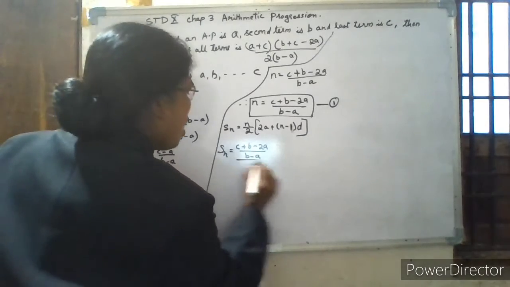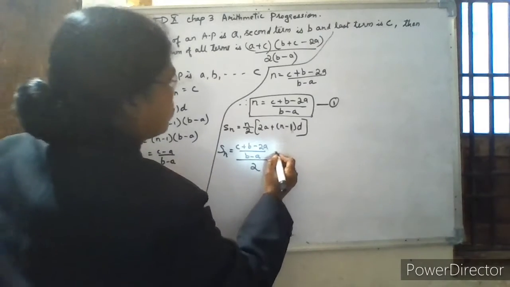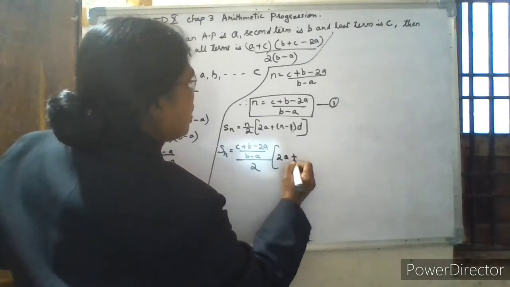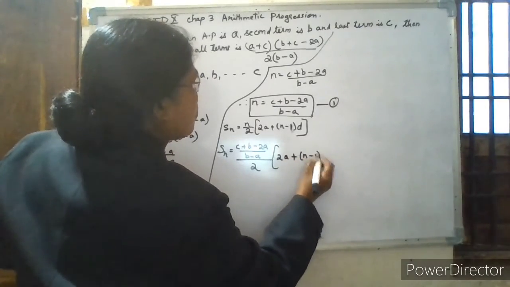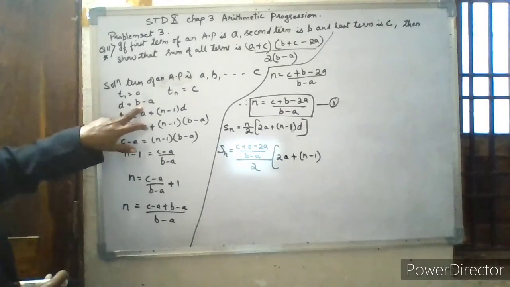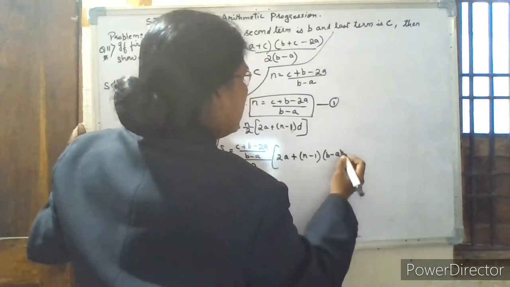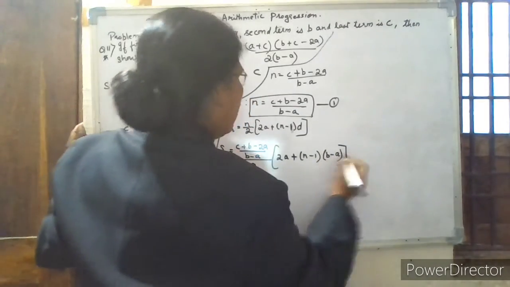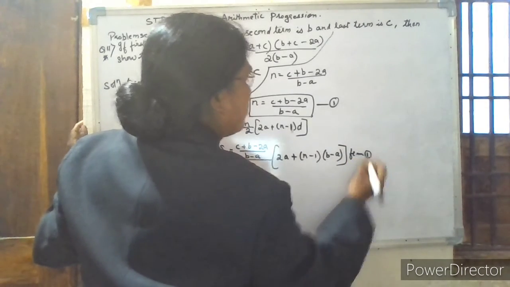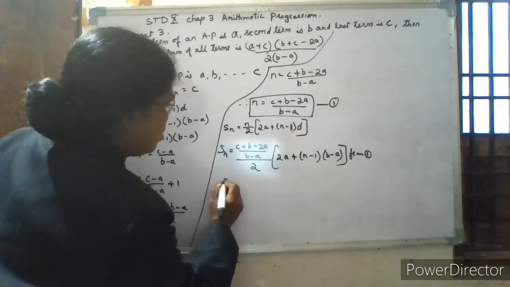This whole thing upon 2. See, n value by 2, into 2a plus n minus 1 into again d value, we know d is equal to B minus A. So into B minus A, write it in this form. This we got from equation 1.